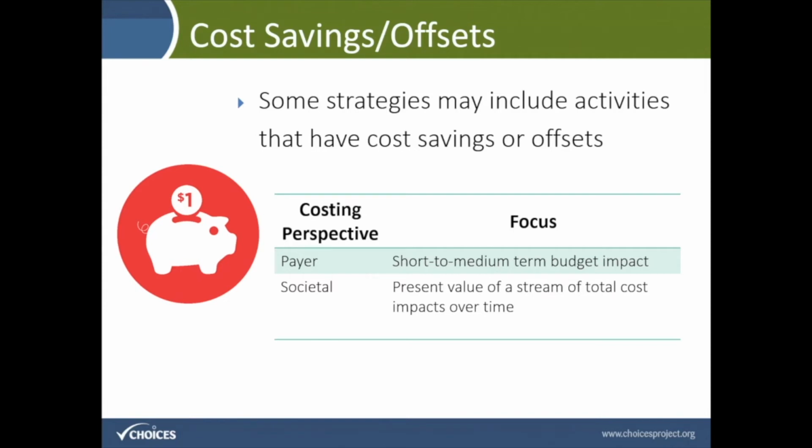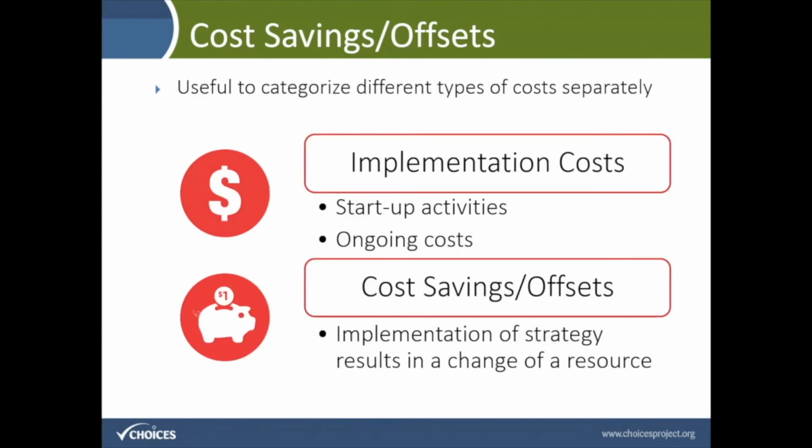You can imagine that in the short term, you might not actually see all of those cost offsets or cost savings accrue because they happen farther in the future. But sometimes it's useful to track different types of costs separately. We might want to focus on separating implementation costs from downstream cost offsets.